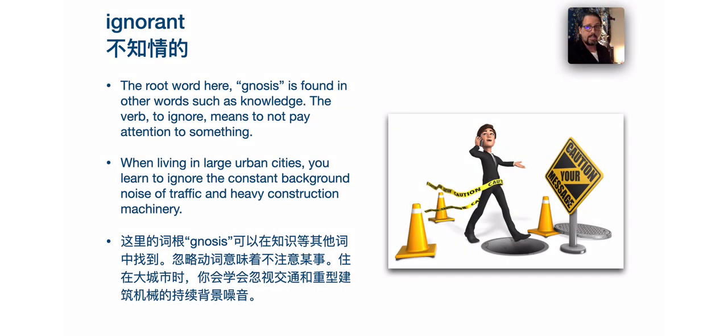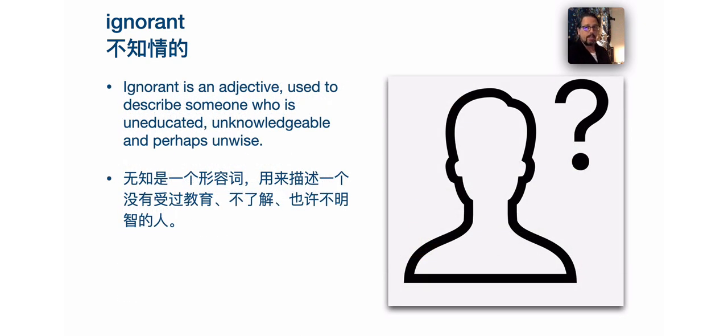So we've seen that in other lessons. Let's get into defining these words now. The root word here, ignorant. The root word contained in the word ignorant is gnosis, and it is found in other words such as knowledge. The verb to ignore means to not pay attention to something. When living in large urban cities, you learn to ignore the constant background noise of traffic and heavy construction machinery. So ignore is the base word, the verb. Ignorant is the adjective. The root word is gnosis, and the prefix negates it. So without knowledge is what it means. Ignorant is an adjective used to describe someone who is uneducated, unknowledgeable, and perhaps unwise.